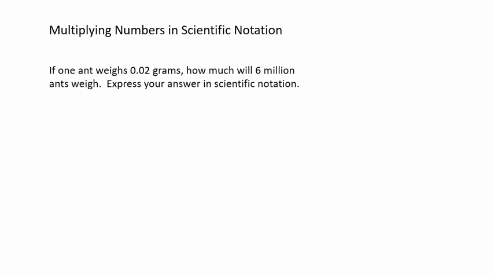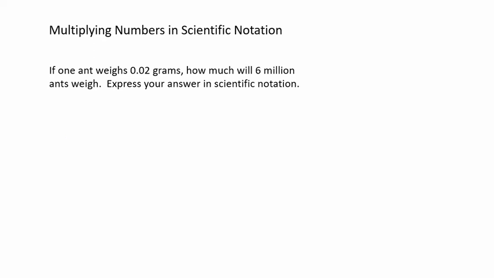In this video, we're going to look at multiplying numbers in scientific notation. And to help motivate that conversation, I have an example here. If one ant weighs 2/100ths of a gram, how much will 6 million ants weigh? Express your answer in scientific notation.